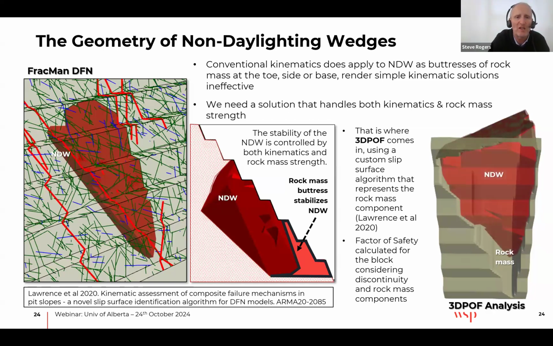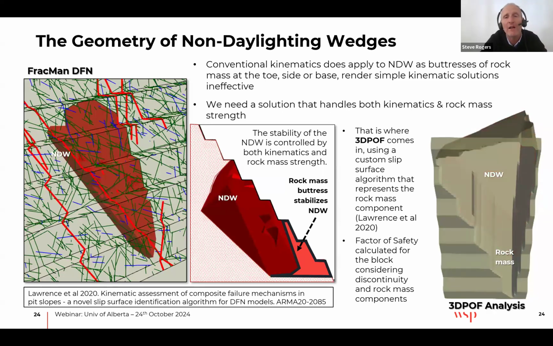But if we turn it sideways, it looks like a wedge that wants to come out, but actually it's not. It's a non-daylighting wedge. It's sitting behind effectively this buttress of rock mass. So if we want to evaluate the stability of that non-daylighting wedge, we have to consider both the kinematics of the joints, but also the strength of the rock mass and, of course, the pore pressure as well.